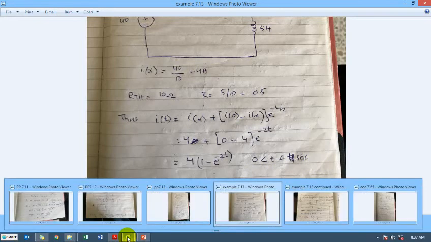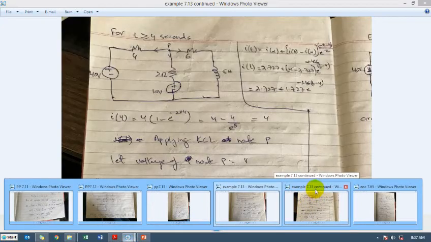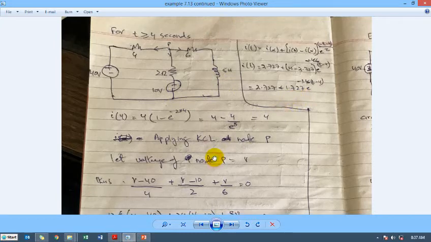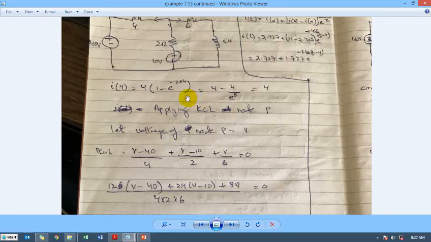So now I will show you the next page, example 7.13 continued. Now I will have to solve this for time t greater than 4. The circuit that we now have is that this switch has gone on, so both supplies are involved in this circuit. First of all we have to find out what the inductor current is when we have just put this switch on. For that we use the response from the last page, putting in the value of t is equal to 4. So it is 4 minus 4 upon e raised to power 8, which is almost 0, since e raised to power 8 is a very big value, so 4 is the starting current.